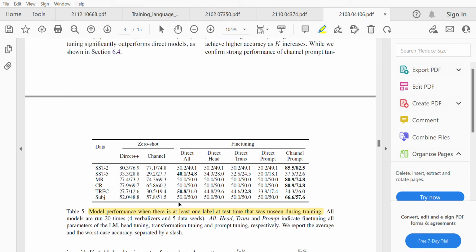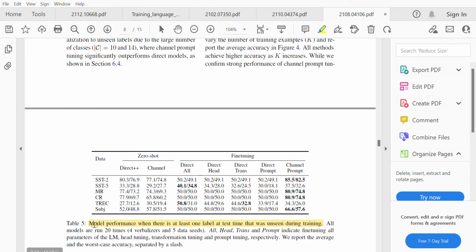This piece here is looking at model performance when there is at least one label at test time that was unseen during training. This is supposed to really get to the idea that we can work well with data that we haven't seen before. They do show some benefit for the direct all method, but on the whole, channel prompting is going to work better, and this almost always works better compared to the zero shot setting.